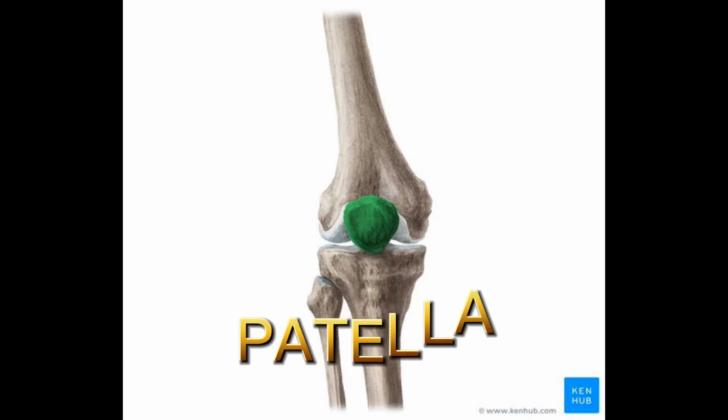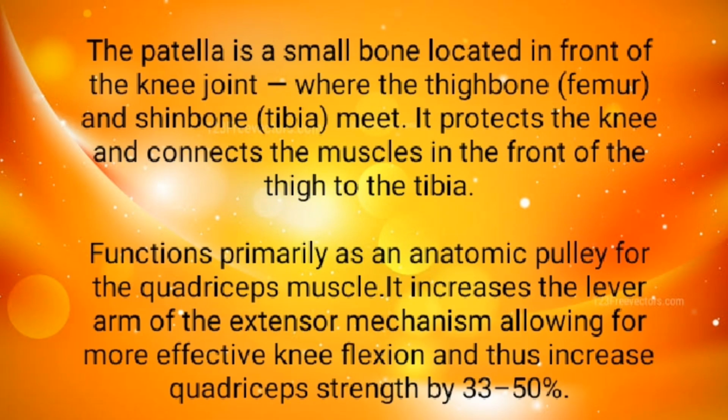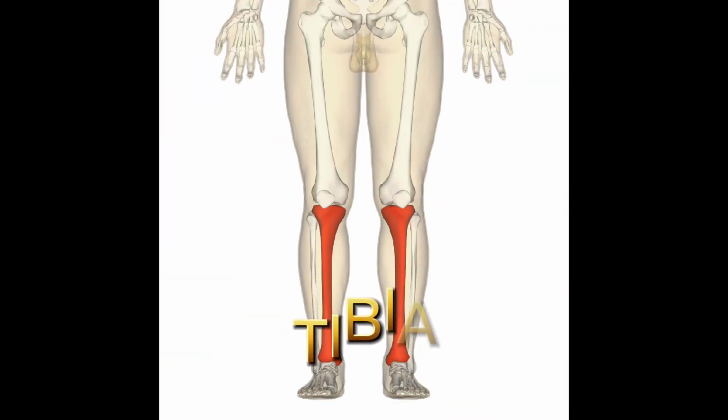Tenth is the patella bone. The patella is a small bone located in the front of the knee joint, where the thigh bone, the femur, and the shin bone, which is the tibia, meet. It protects the knee and connects the muscles in the front of the thigh to the tibia. It functions primarily as an anatomic pulley for the quadriceps muscle. It increases the lever arm of the extensor mechanism, allowing for more effective knee extension and thus increasing quadriceps strength by 33 to 50%.